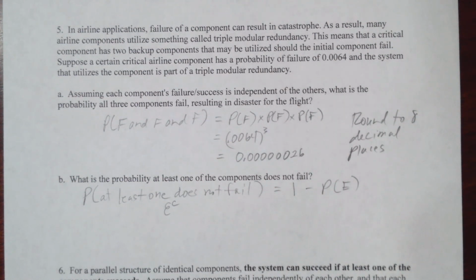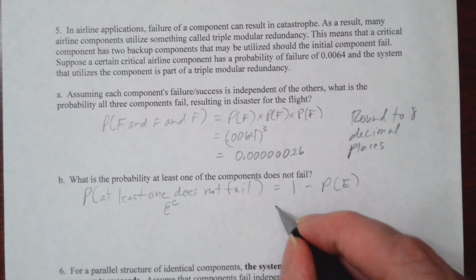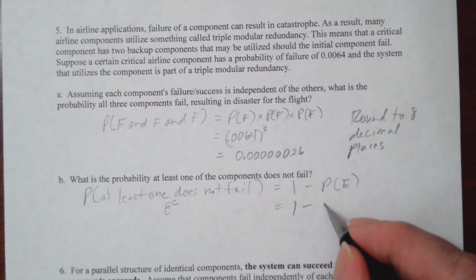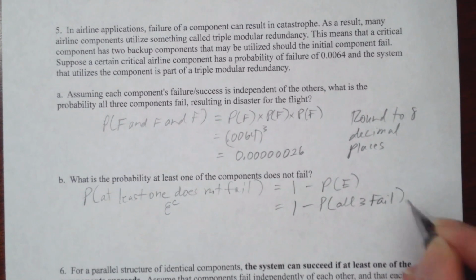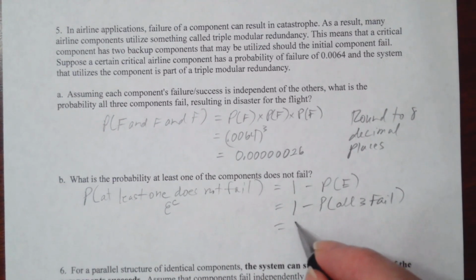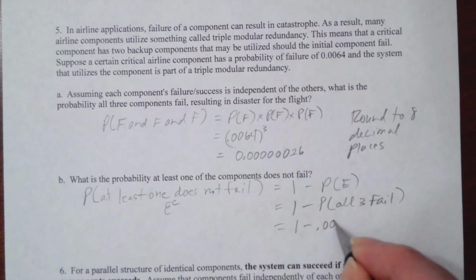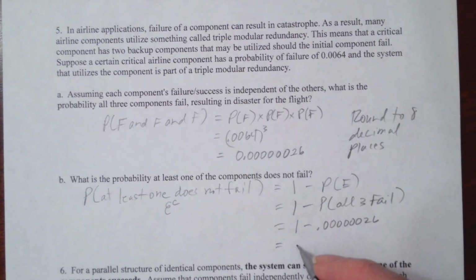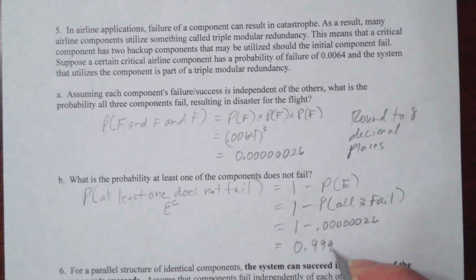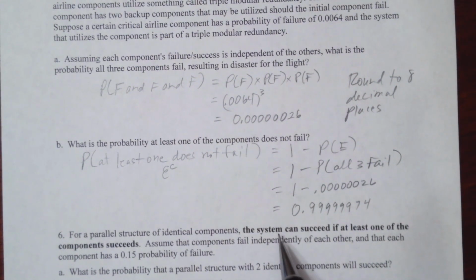So we're looking for the probability at least one does not fail. So the complement of that would be that they all fail. So it would be 1 minus the probability all 3 fail. Well, that's what we just found up above. So 1 minus 0.6 zeros and 2, 6. And if you subtract that, you get 0.999, 3 more 9s, so a total of 6 9s, and then 7, 4. Again, round to 8 decimal places.